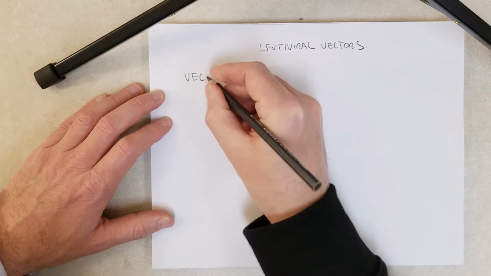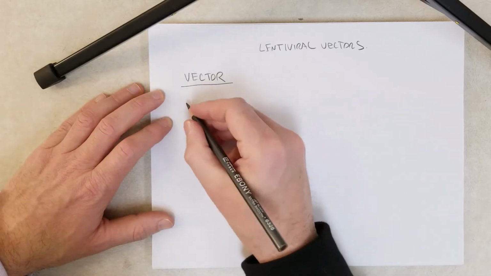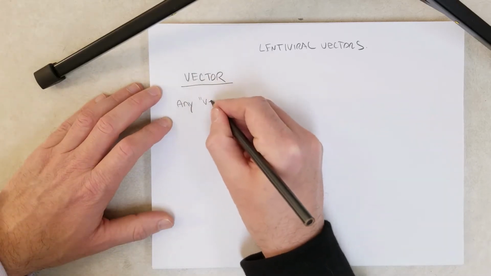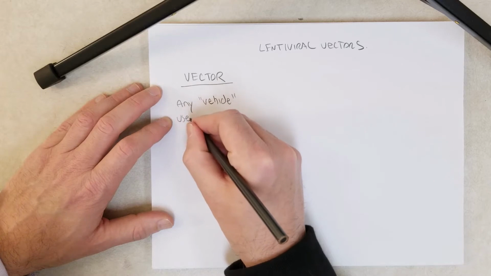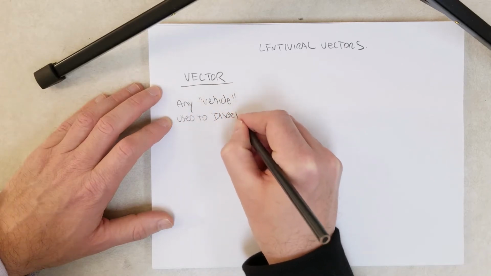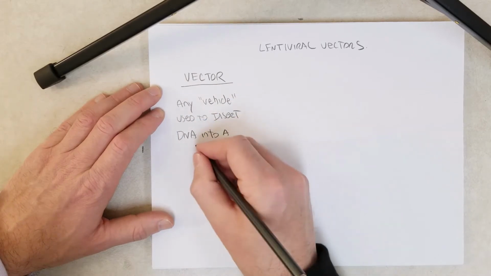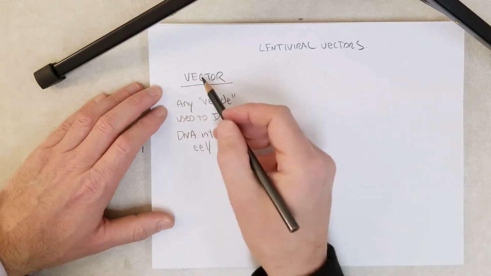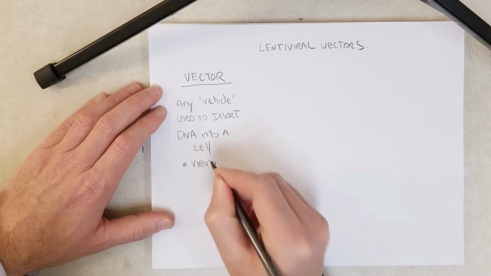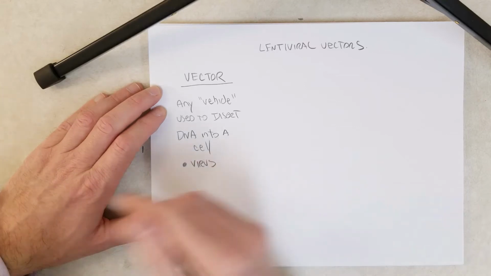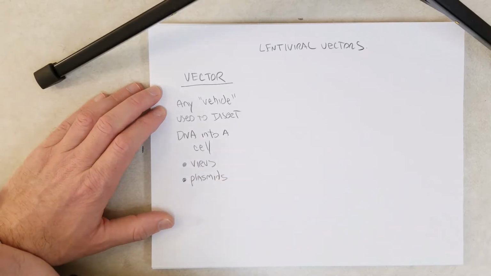So let me start with some definitions. A vector is essentially any "vehicle" used to insert DNA into a cell. Different types of vectors we could use in molecular biology might be virus-based vectors, which I'm going to talk about today, and even plasmids. Plasmids can be considered vectors.